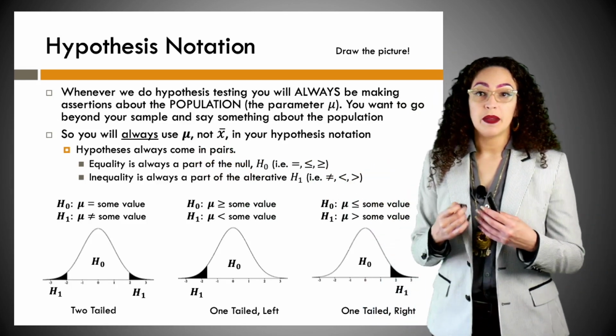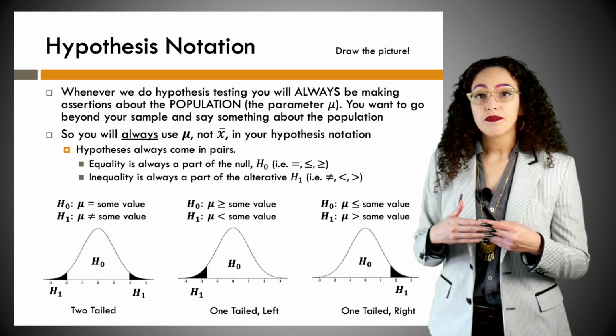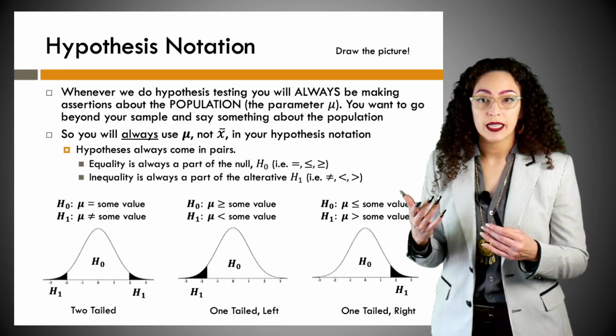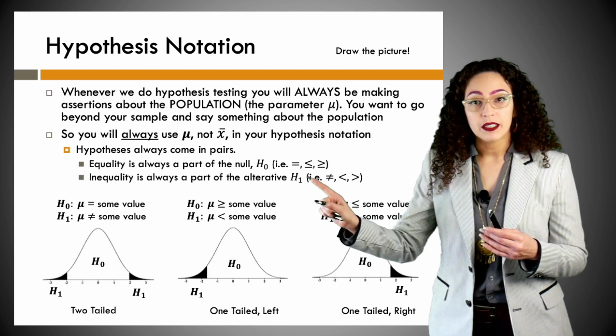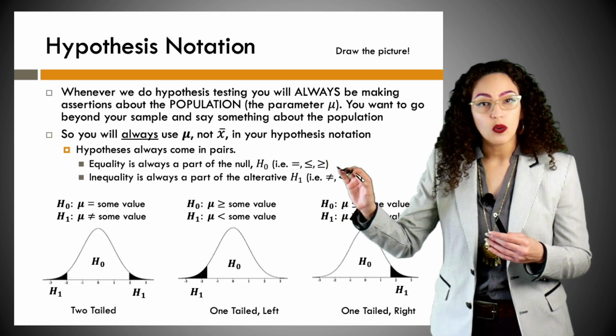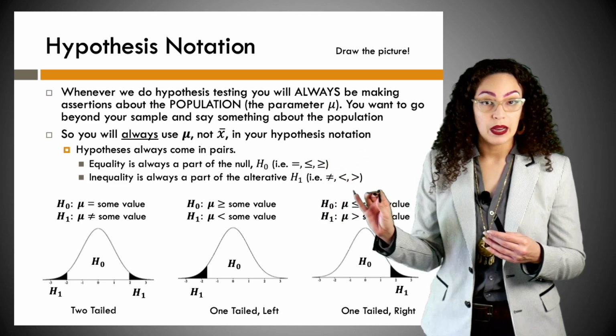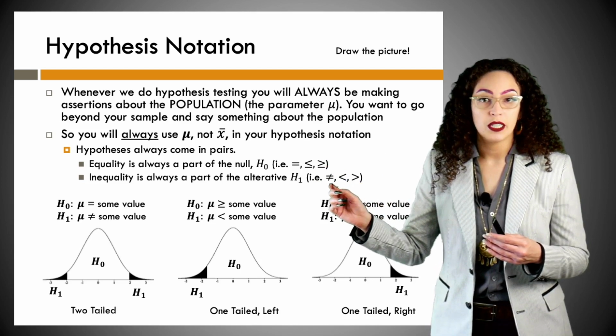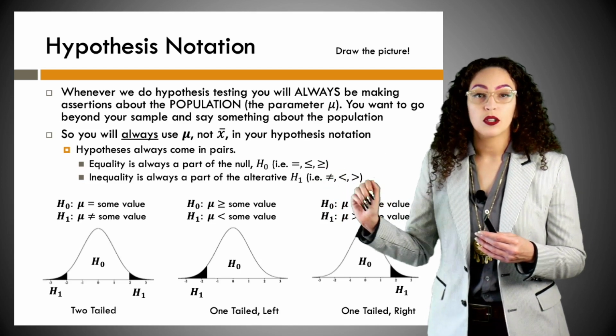Hypotheses always come in pairs, as we now know. And one of those two pairs always has an equality symbol in it. The equality symbol, either equals or less than or equal to or greater than or equal to, is always linked to the null hypothesis. The alternative always has just the inequality part, so not equal to, less than, or greater than.